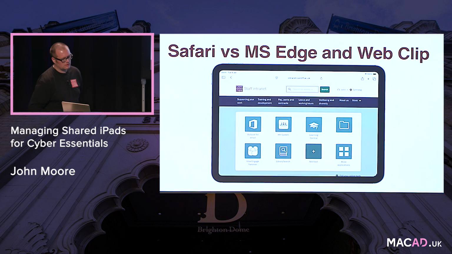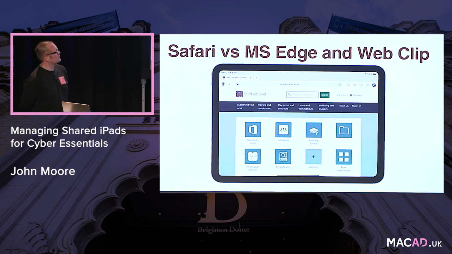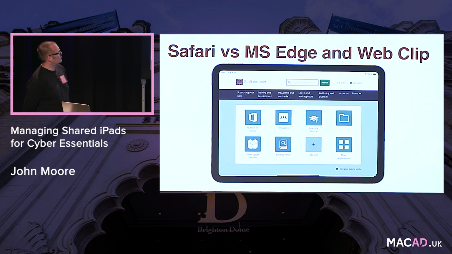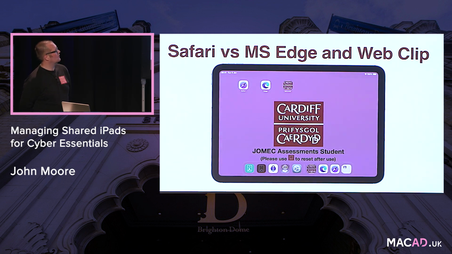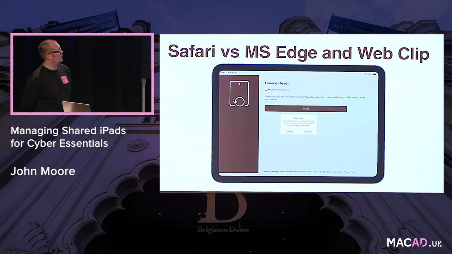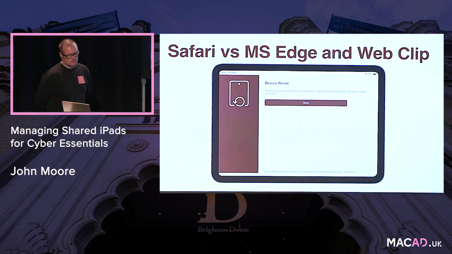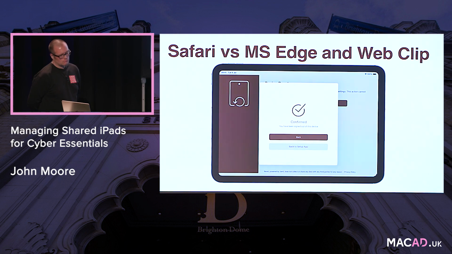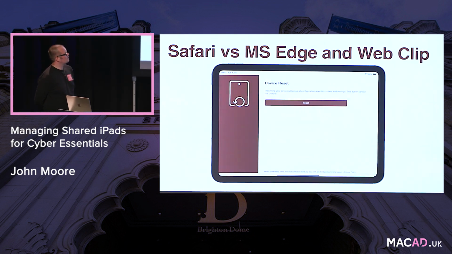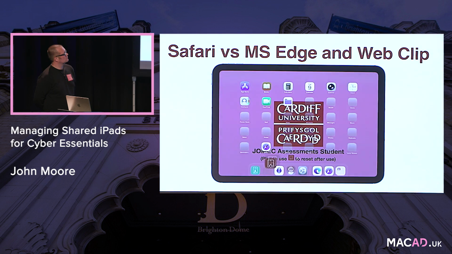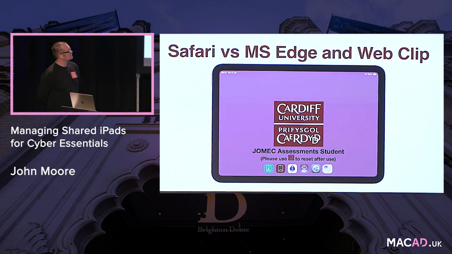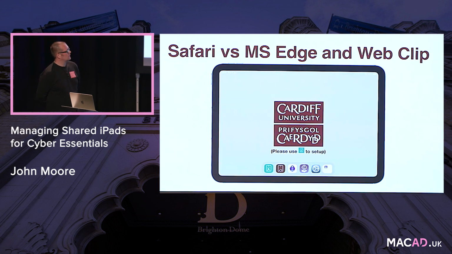Worth highlighting, there are differences when it comes to web browsing. In these examples, I'm logged in with my primary account in Safari, Edge, and Intranet WebClip. Reset the device. And then I'll sign in with a different account. So this is to highlight the difference in data security risk between the 3 different methods of accessing a URL.